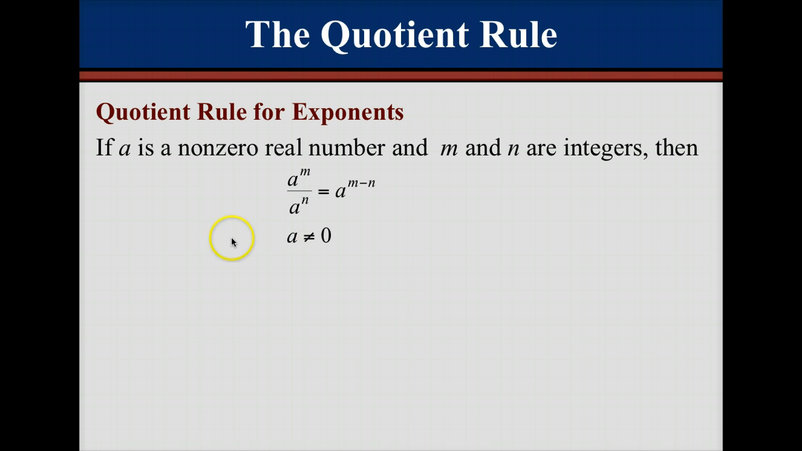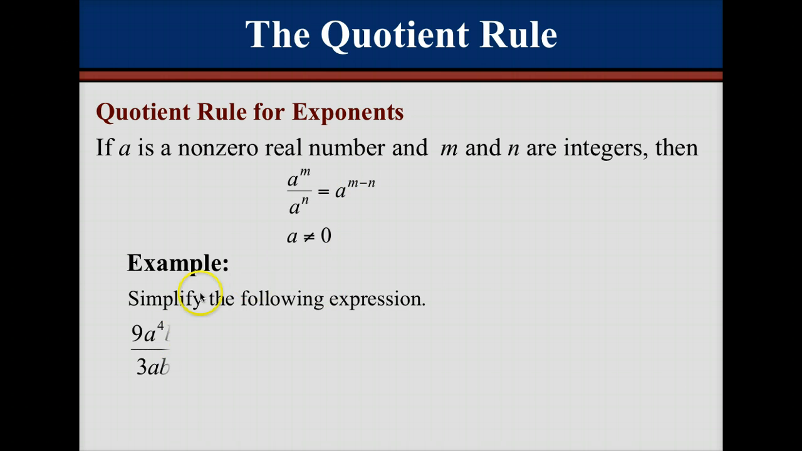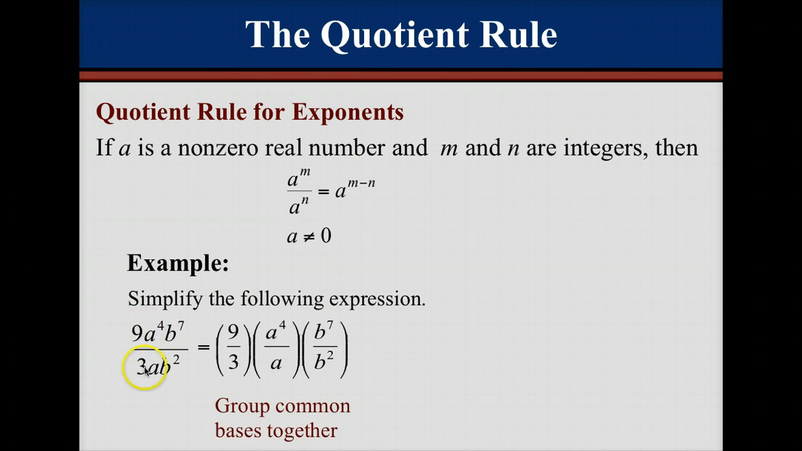The quotient rule also requires that a not equal 0, and what we do when we're dividing is we actually subtract the exponents from each other. We're going to group our coefficients together, place our a's together and our b's together. That makes it easier if we group the common bases together. 9 divided by 3 is 3, 4 minus 1, and 7 minus 2, which will give us 3, a to the third, b to the fifth.